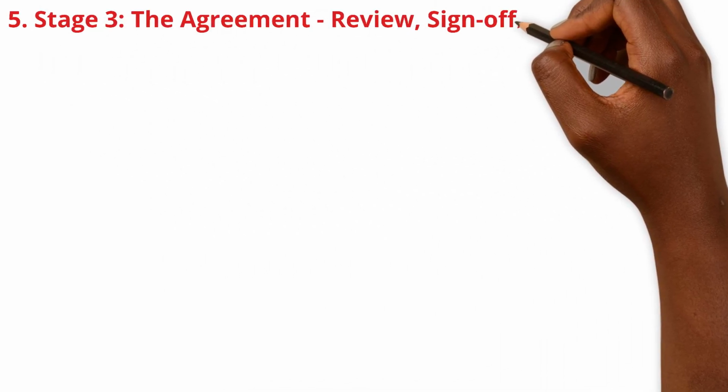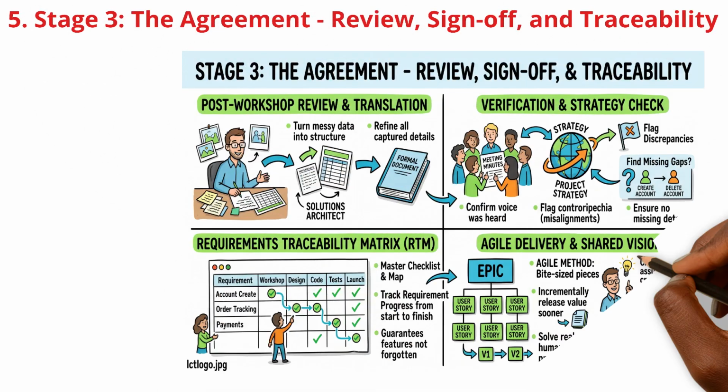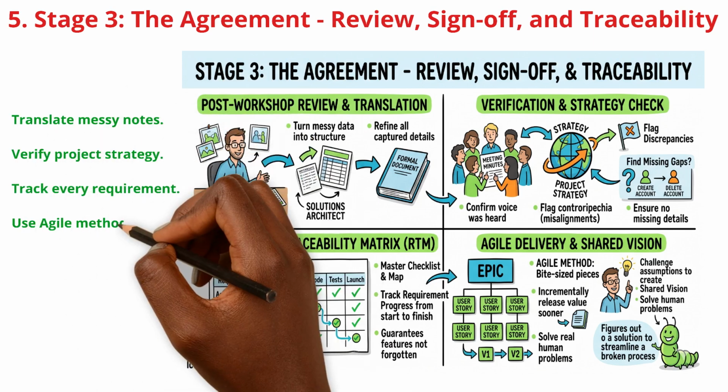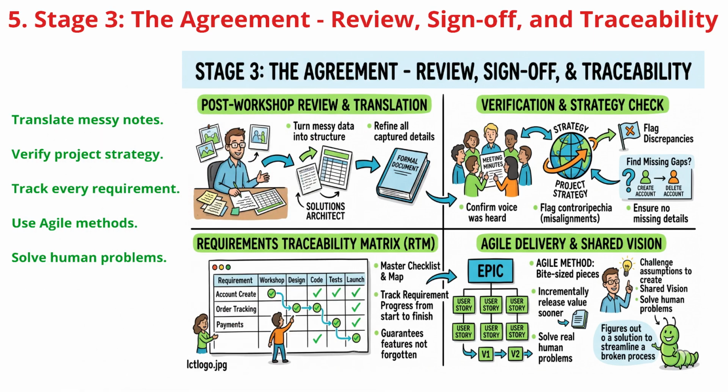The workshops might be over, but the architect's job is just getting started. First, all those messy notes and whiteboard pictures must be translated into a formal, structured document. Next, we verify everything by sharing meeting minutes and checking every requirement against the overall project strategy to spot any missing gaps. To keep track of this massive list, we use a requirements traceability matrix, a master checklist that guarantees no feature is ever forgotten. Finally, using agile methods, we break the project into bite-sized pieces, delivering real value incrementally to solve human problems.